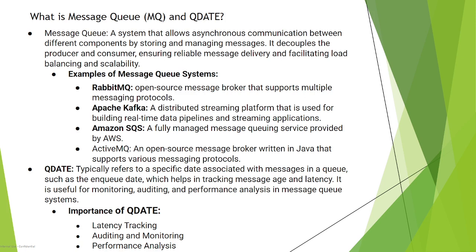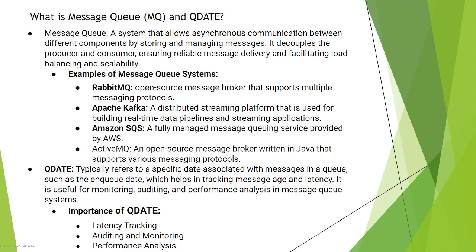So some of the examples of message queue systems are RabbitMQ, Apache Kafka, Amazon SQS. RabbitMQ is basically an open source message broker that supports multiple messaging protocols. Apache Kafka is a distributed streaming platform that is used for building real-time data pipelines and streaming applications. Amazon Simple Queue Service is a fully managed message queue service provided by AWS. And next is ActiveMQ, an open source message broker written in Java that supports various messaging protocols.